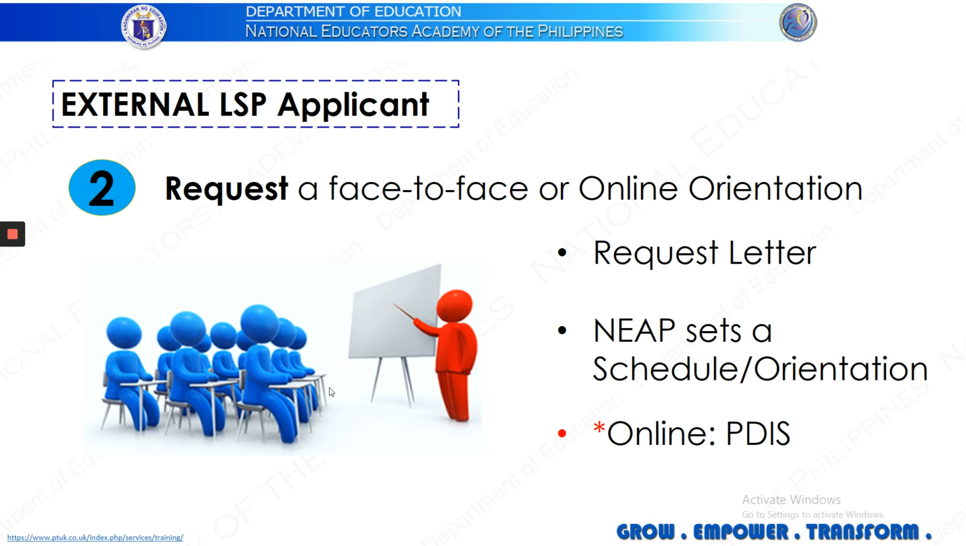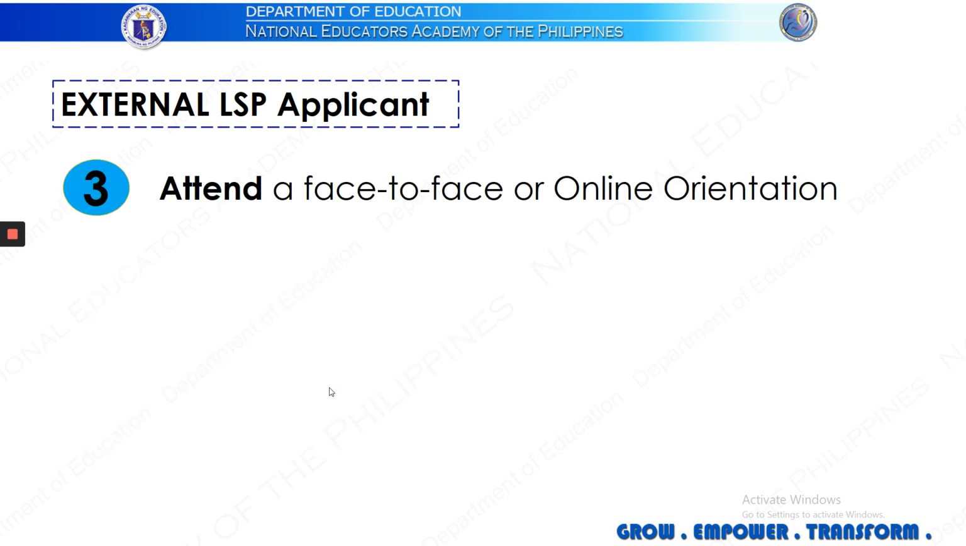So for now, let us embrace the manual. We are going to send a request letter, and the external learning service provider or NAIAP will set a schedule for an orientation. Then step three: after familiarizing themselves, they have requested an orientation and the schedule is settled, so they attend a face-to-face or online orientation.